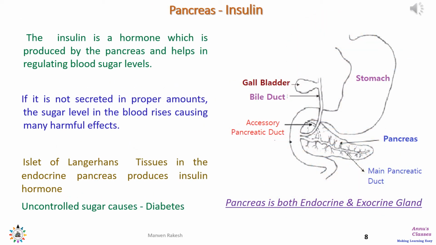One more very important endocrine gland is the pancreas, which sits in our abdominal region. This gland, through its tissues called islets of Langerhans, generates insulin. Insulin hormone helps in the regulation of blood sugar level. If blood sugar level increases beyond a limit, it causes a disease called diabetes. Insulin can be given through external means also to diabetes patients.